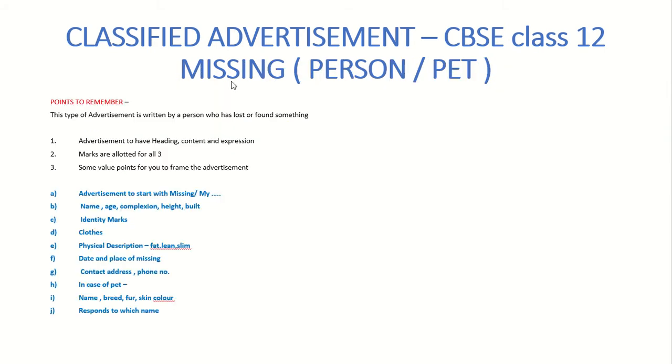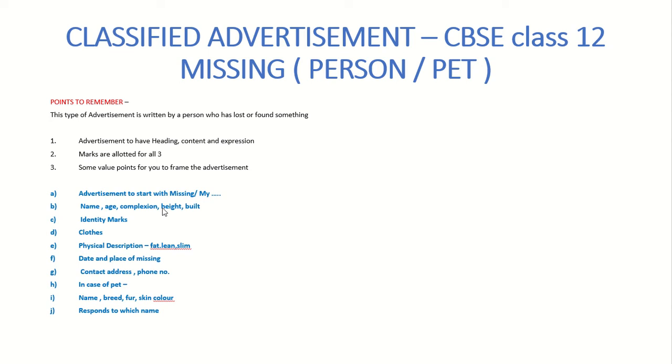Now let us look at the next advertisement. This is about a missing person or pet. You might have read several times about a missing person or missing pet in the newspaper. So this also is quite simple. Now these first 2 points remain the same. The heading, content and expression should be there, as marks are there for all three.